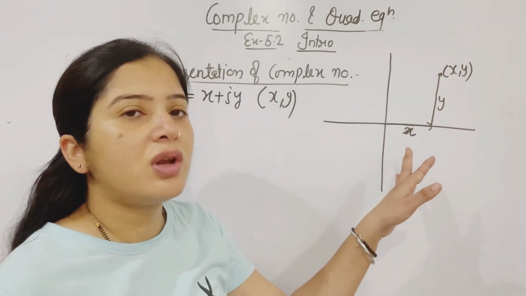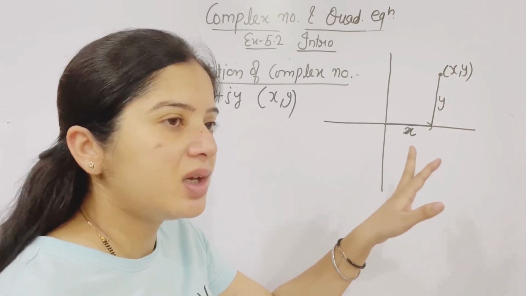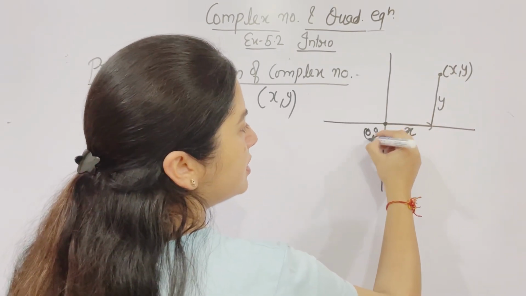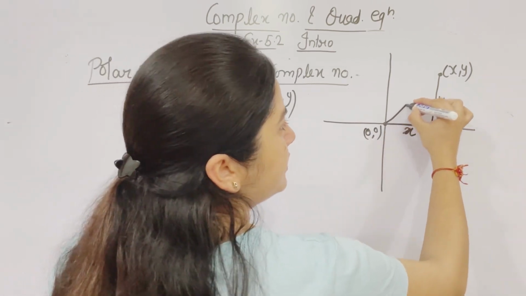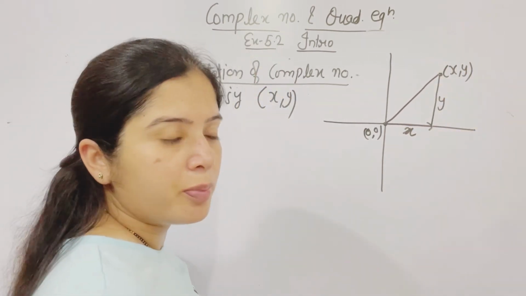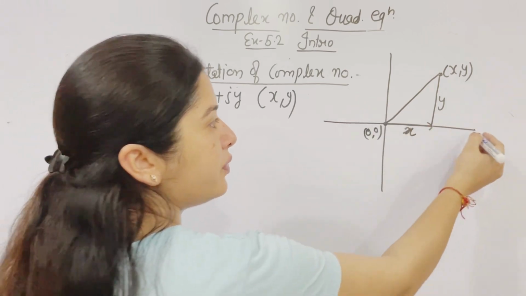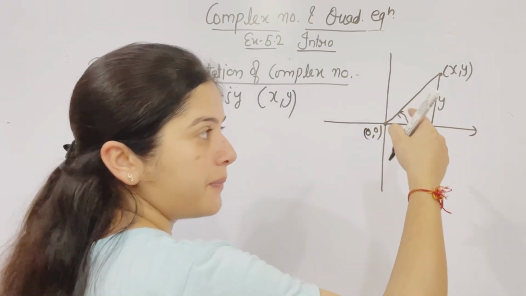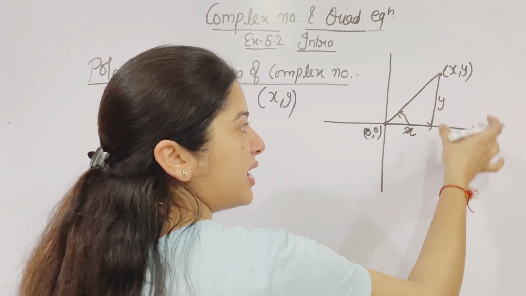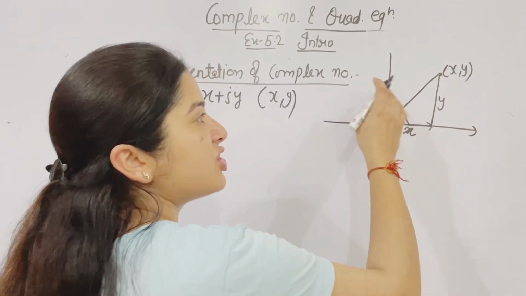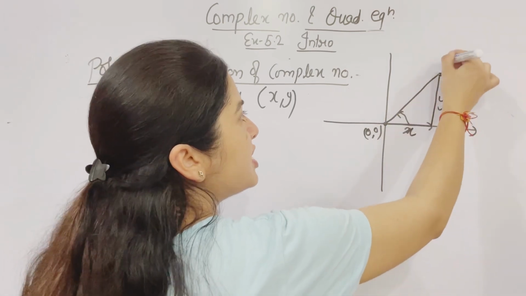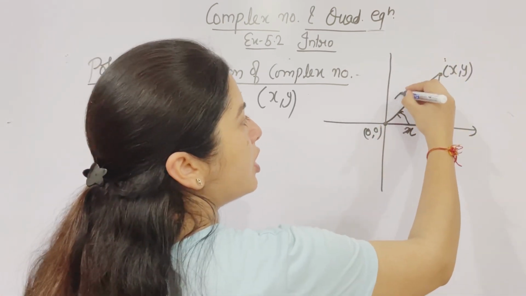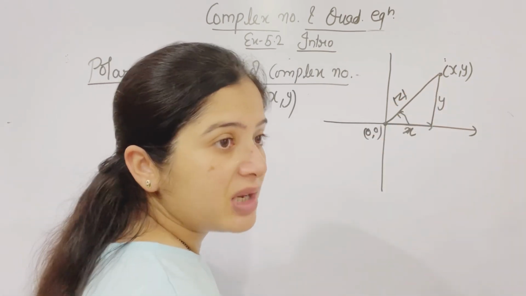But is this the only way to reach this point? No. Let's see how. If we go from the origin at this distance, but the direction is also important, in which direction we have to go. Anti-clockwise direction from the x-axis, from the positive x-axis. If we cover this distance and go from the x-axis in the anti-clockwise direction, we will reach this point. This distance we know, this is the modulus of z. This is to be represented as r.